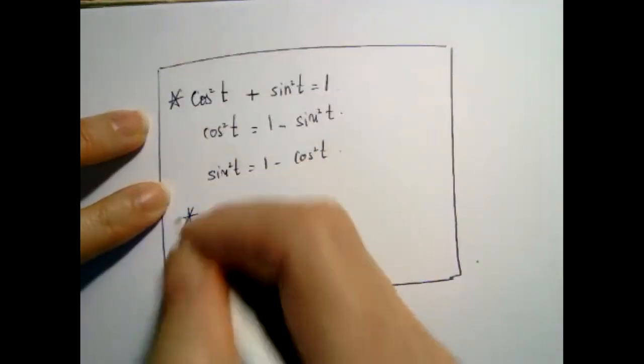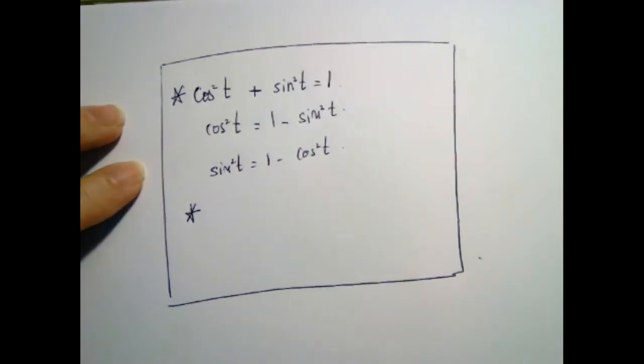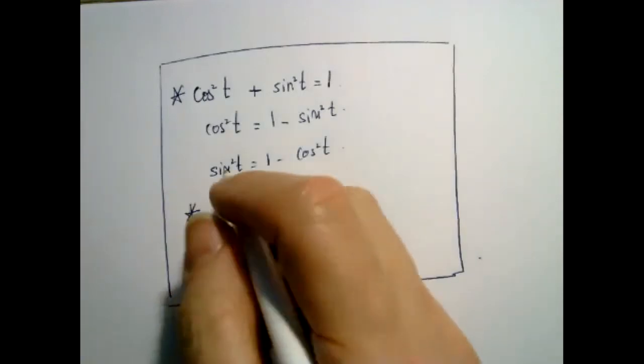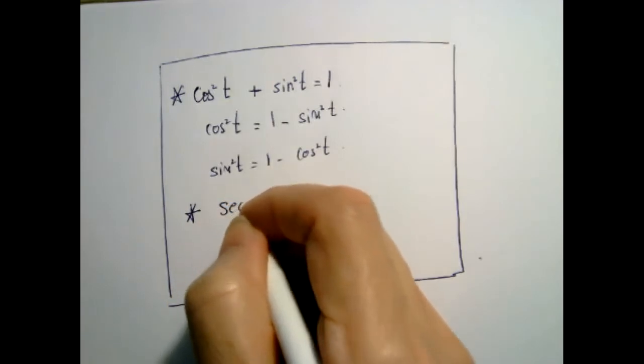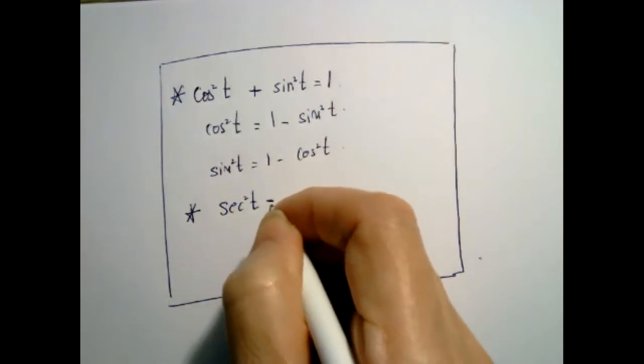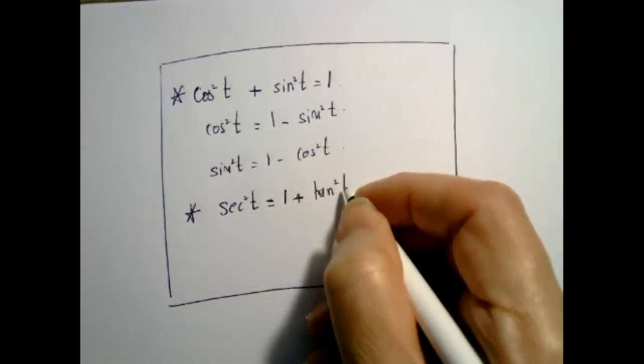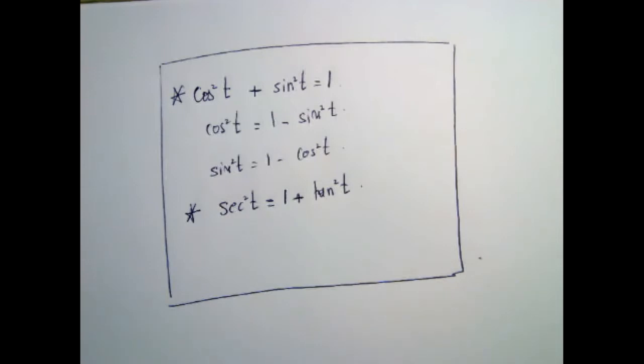And then we saw a relationship between the tangent and the secant. Who can remember the identity that related the tangent and the secant? Anyone? Secant squared is equal to 1 plus tangent squared. Exactly. That's another relationship that, again, is a very useful one.